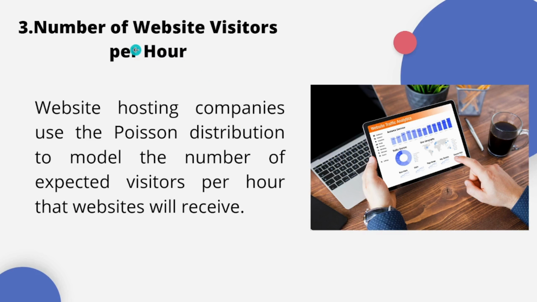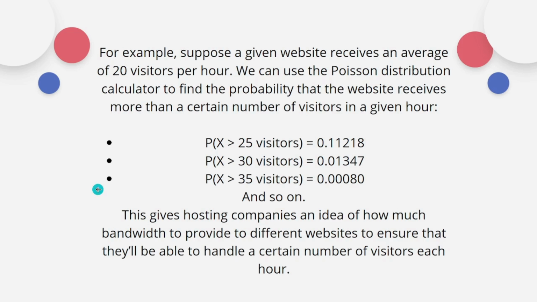So the third application is the number of website visitors per hour. Website hosting companies like Hostinger use a Poisson distribution to model the number of expected visitors per hour that websites will receive. For example, suppose a given website receives an average of 20 visitors per hour. We can use the Poisson distribution calculator to find the probability that a website receives more than a certain number of visitors in a given hour.